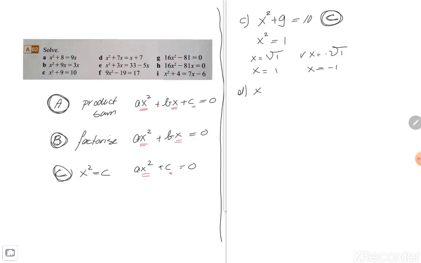Exercise D. x squared plus 7x is equal to x plus 7. Alright, theory A, B, or C? It needs to be theory A. Why? Because if I make the right side equal to 0, you get x squared plus 6x minus 7 is equal to 0.